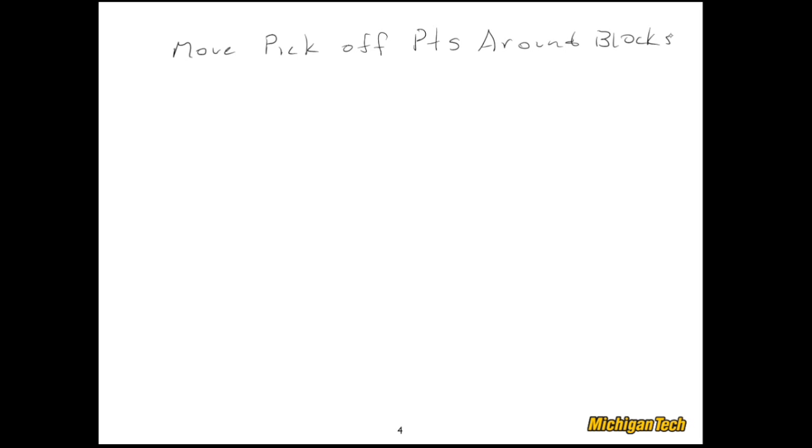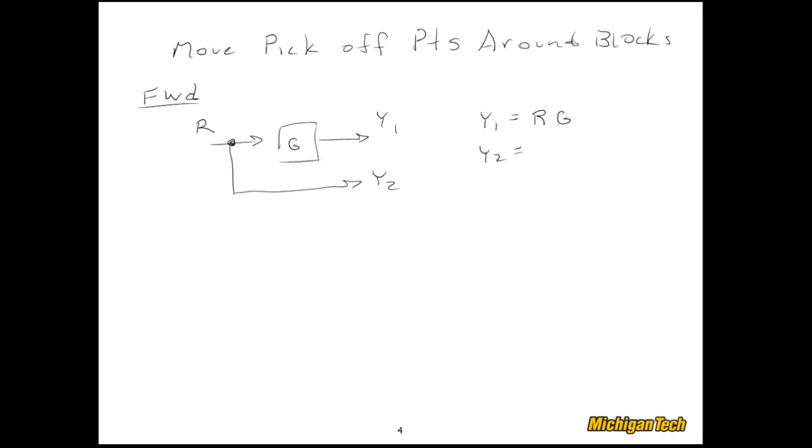And just barely squeeze it in there. So let's do the forward case first. So what we'll do is we'll have a block diagram with a pickoff point in front of some transfer function. And here it is, and we want to move it to the other side of that transfer function. This happens quite a bit when you're doing block diagram reduction graphically. A good foundation to get started with this is to write out the expressions for both y1 and y2. So y1 is equal to r times g, and y2 is just equal to r.